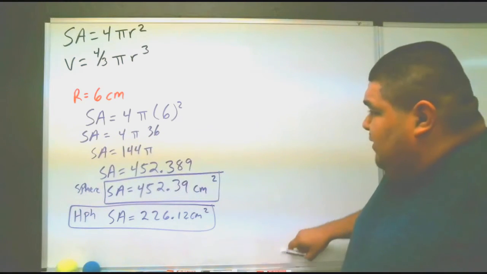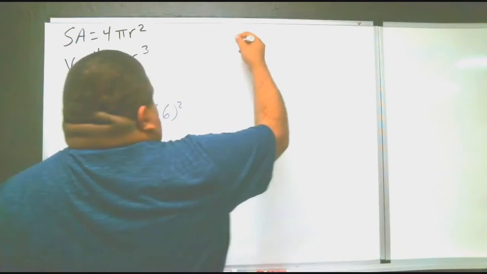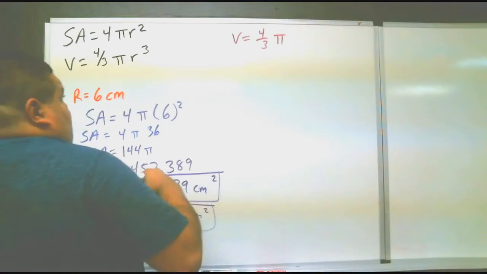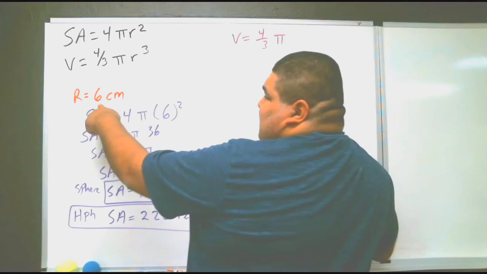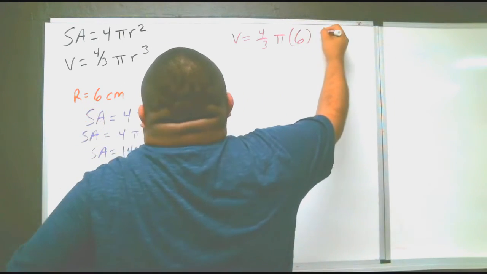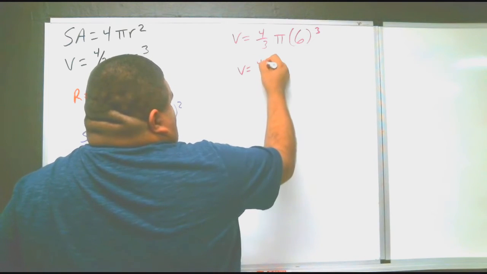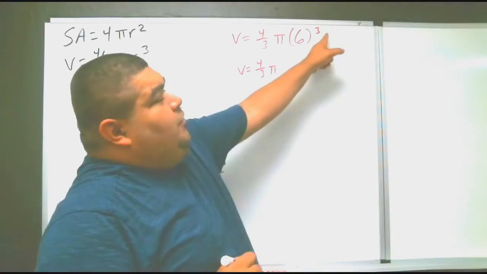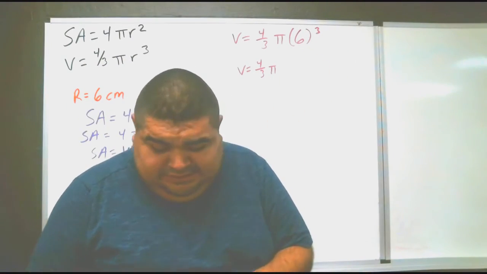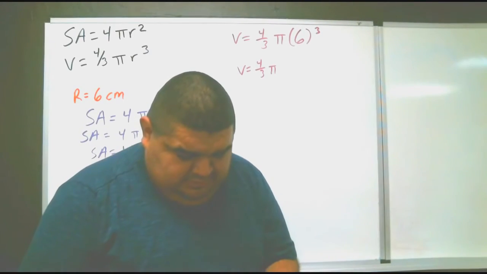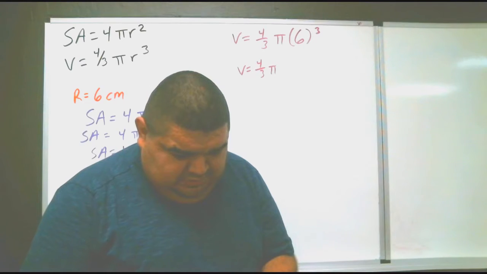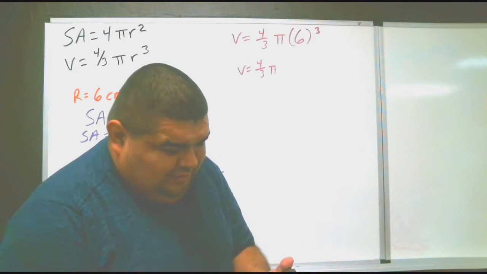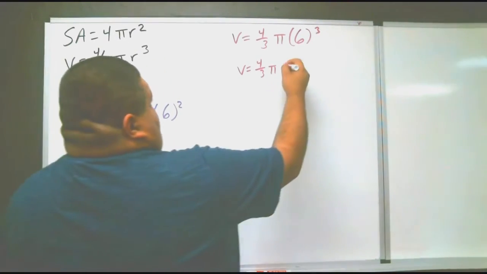So for the volume, we have 4 over 3 pi r cubed, where our r is the same one, 6. So V equals 4 over 3 pi 6 times 6 times 6. That's what 6 to the third power is saying. 6 times 6 is 36 times 6, which is 216.